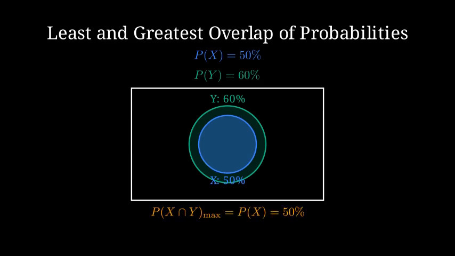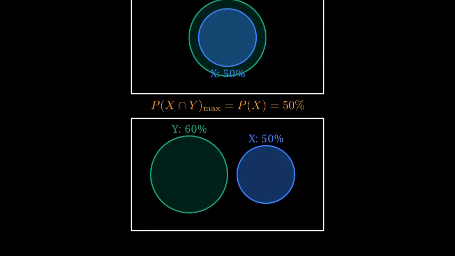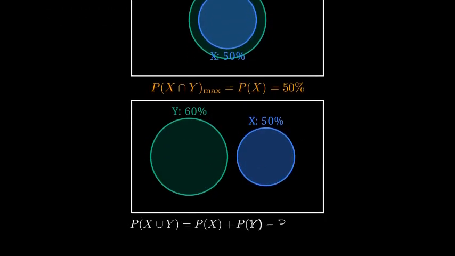Now for the least possible overlap. To make the overlap as small as possible, we spread the events apart as much as we can. We use the union formula. The maximum possible union is 100%, so we set it equal to 100 and solve for the overlap.